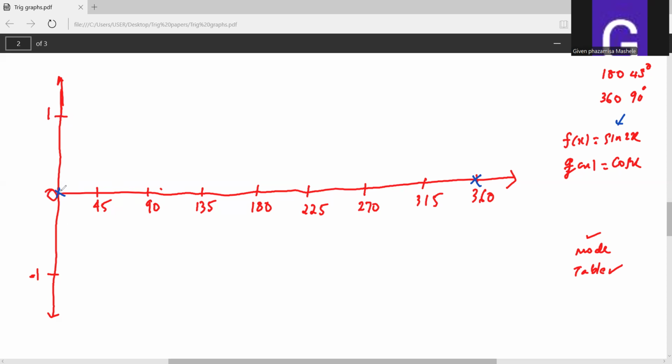It means the graph will be at this point. When x is 45, the y value is 1. When x is 90, the y value is 0. When x is 135, the y value is -1. When x is 180, the y value is 0. Just like that. Then 225, maximum is 1. Then 270, 0. 315, -1, and 360. So it means the graph will look like this. So this is our graph.